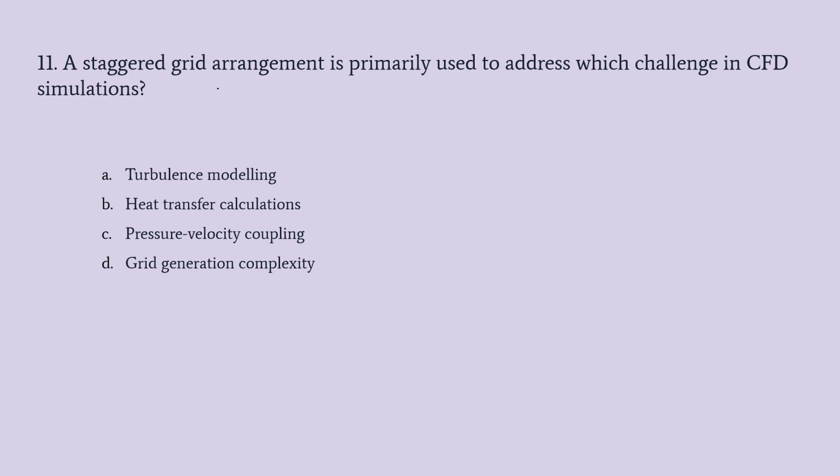So which of the following conditions mandates or requires a staggered grid arrangement? Options are turbulence modeling, heat transfer calculation, pressure velocity coupling, grid generation complexity. Try to solve the question.